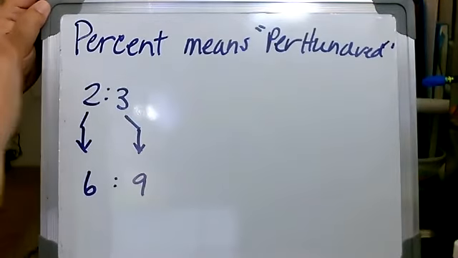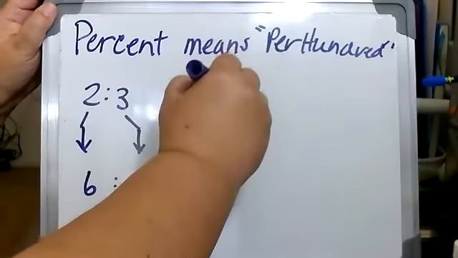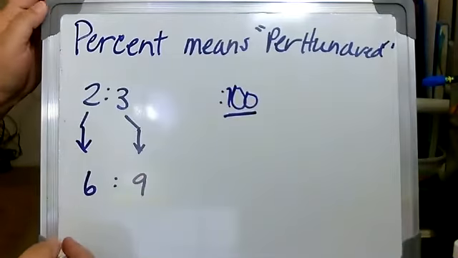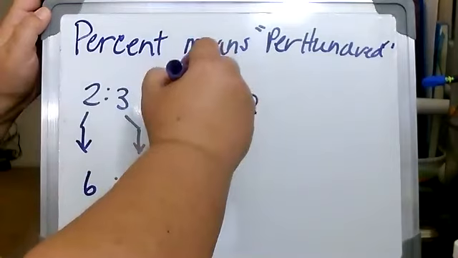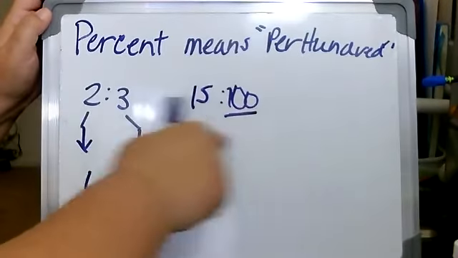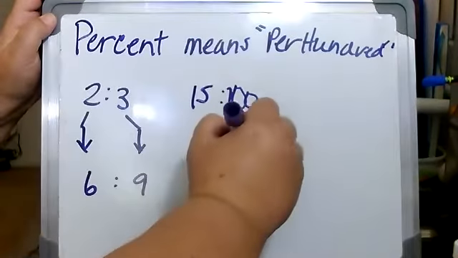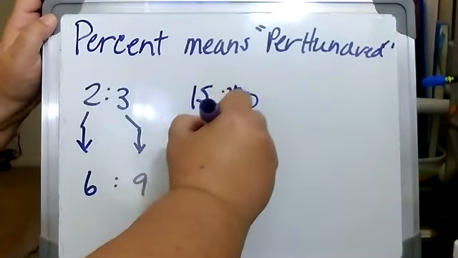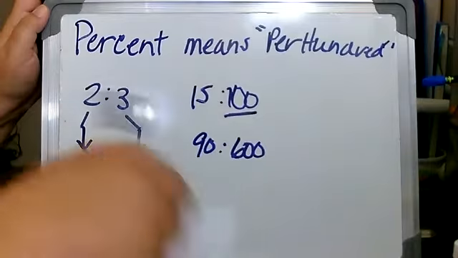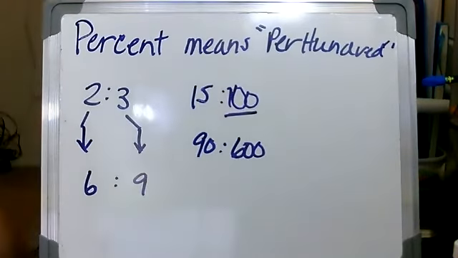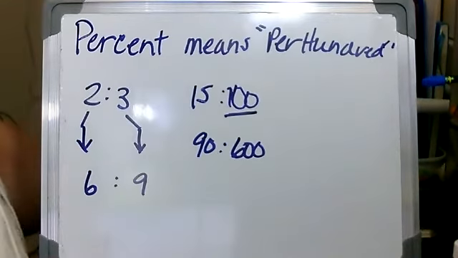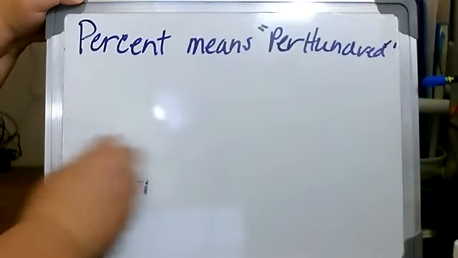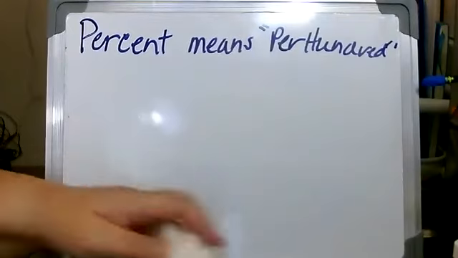It is the same with percents, only that second number is always going to be 100. Okay, so if you're talking about 15%, you're talking about 15 to every 100. Meaning that if you are talking about 600, then this number right here is going to be 90. Okay? Oh, my Kleenexes. So anyway, percent simply means per 100.